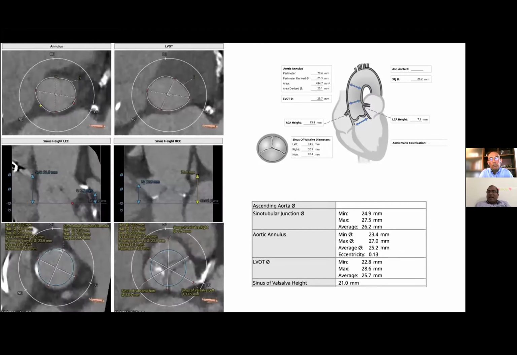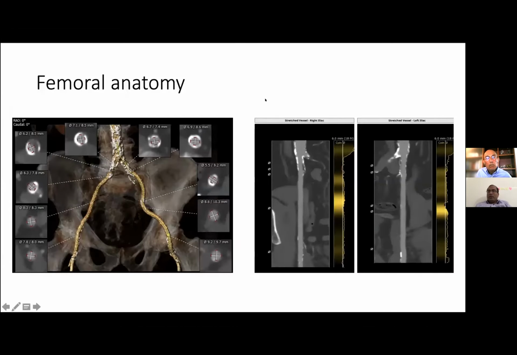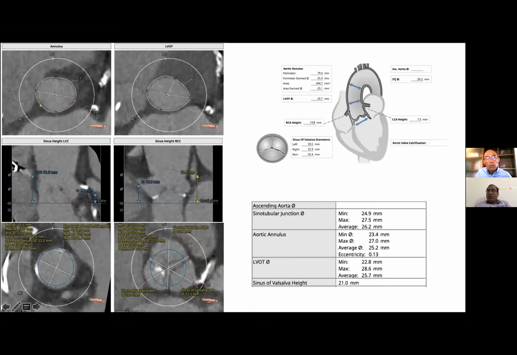This is the CT scan of the particular patient, a three-dimensional workup for the aortic valve annulus. Can you guys see it or not? Yes, sir, we can see it. Go ahead, please.